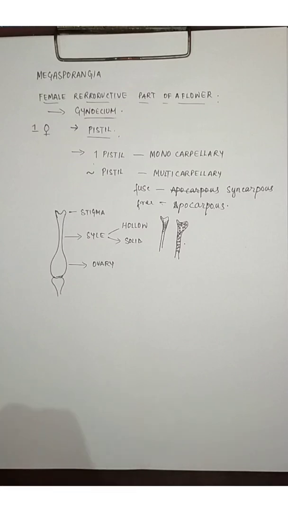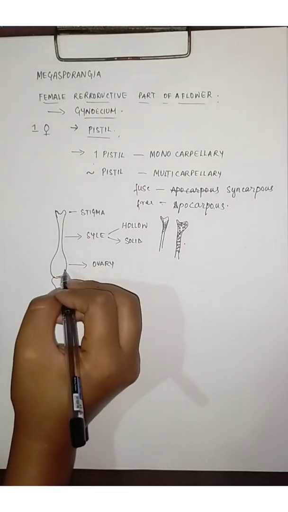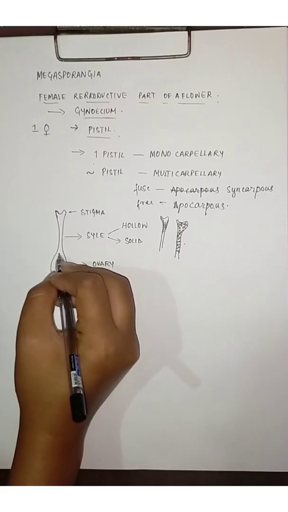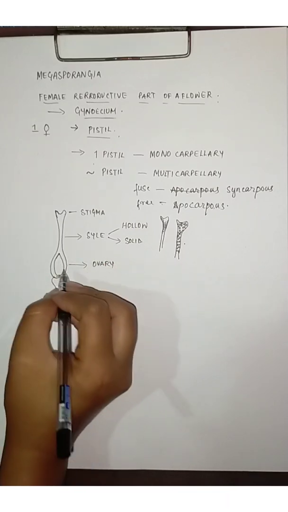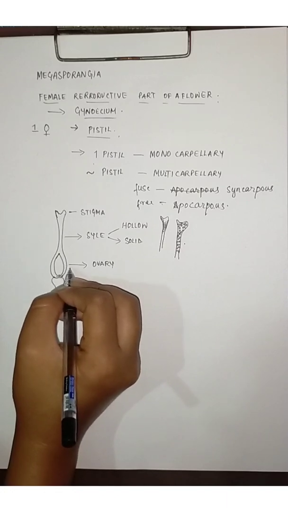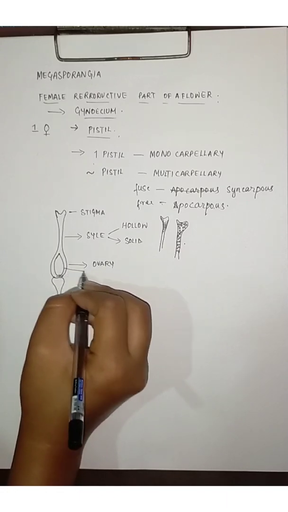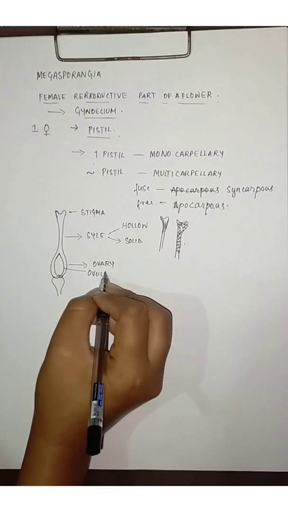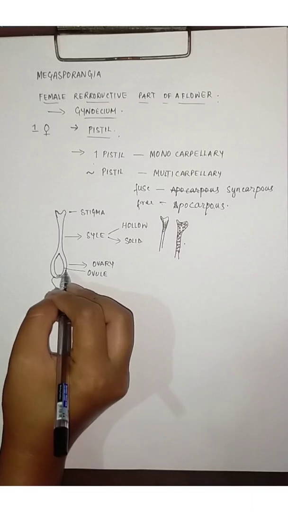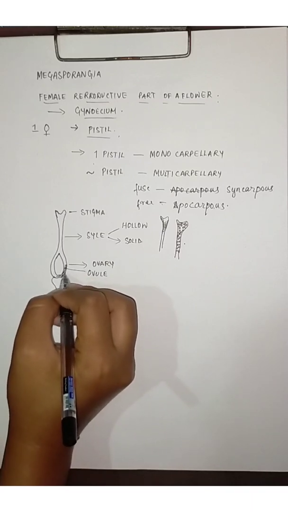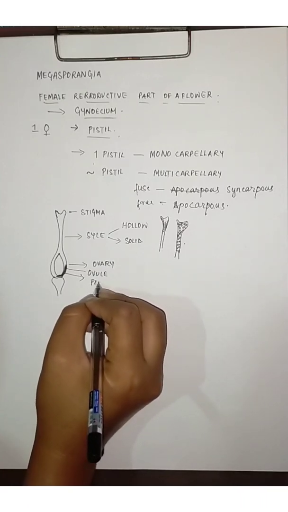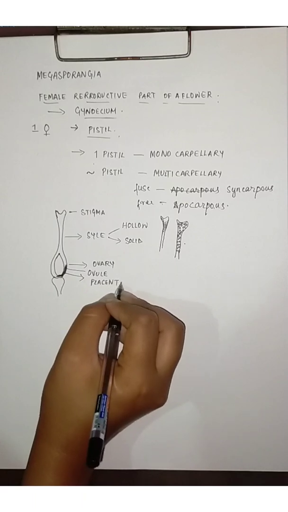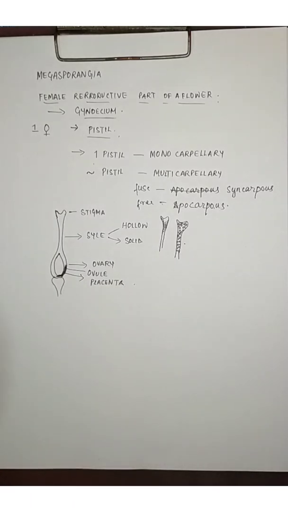And in the ovary, inside the ovary is present another oval structure, which is known as the ovule, O-V-U-L-E, ovule, and this ovule is attached to the ovary, and the region which attaches the ovule to the ovary is known as the placenta.